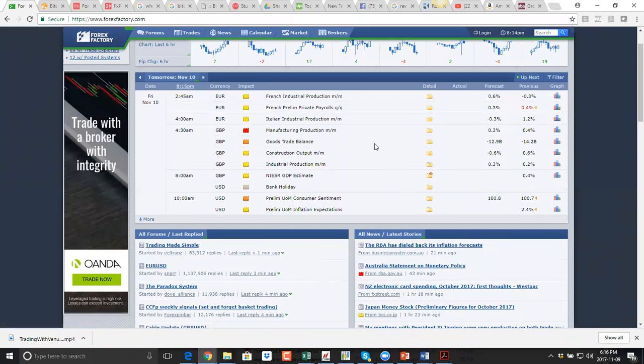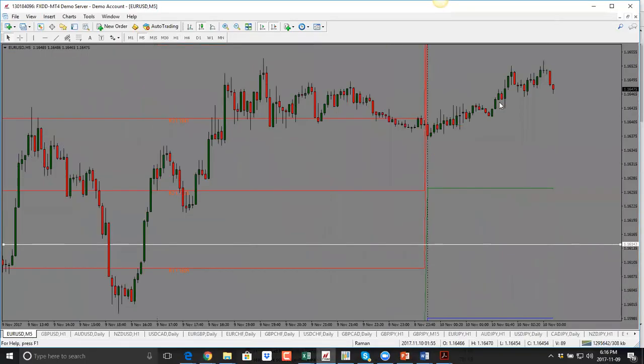So tomorrow we don't have much. We have manufacturing production numbers for the British pound in the morning, and then it's a holiday in the US. So very, very light in terms of the calendar. Let's go on to the charts and see what we have here.